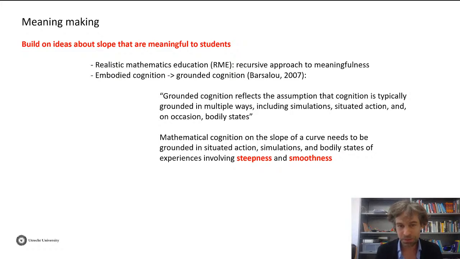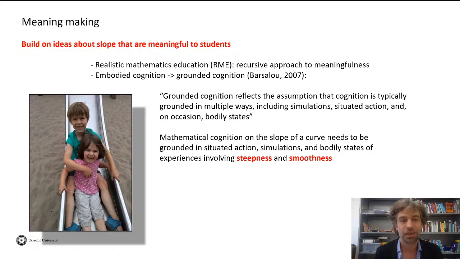So what do we get from this? Mathematical cognition on the slope of a curve needs to be grounded in a situated action, in simulations or bodily states of experience involving steepness and smoothness. So these two lovely children here are very much enjoying their ride down the slide, and their papa is happy too, because he knows that they're already developing these first experiences that they will later mathematize into the derivative. They're experiencing steepness and smoothness.